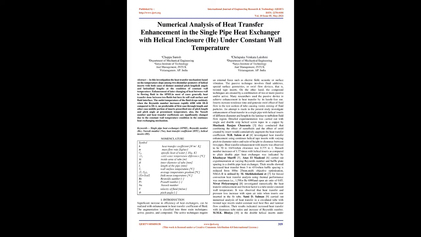The outlet temperature of the fluid drops suddenly when the Reynolds number increases rapidly to 6500 with HIB compared to HIA, unpredictable in the first case through the length and in the other case the middle portion of inserts, at prescribed size of pitch length and pitch angle at preeminent temperature. Also, the Nusselt number and heat transfer coefficients are significantly changed due to the constant wall temperature condition in the continuous heat exchanging mechanism.